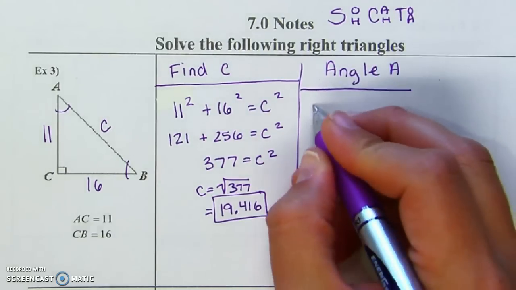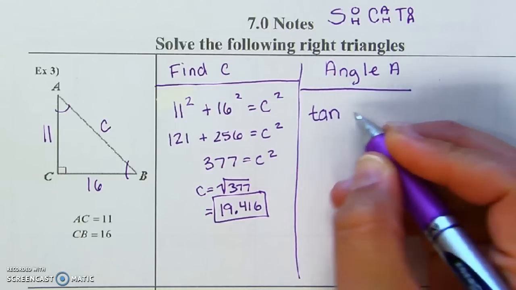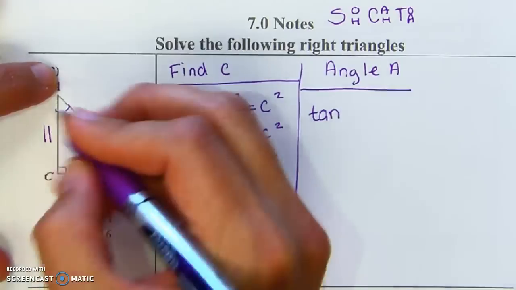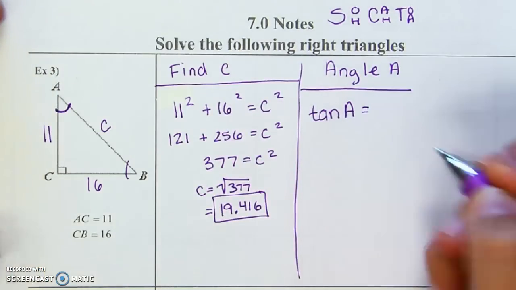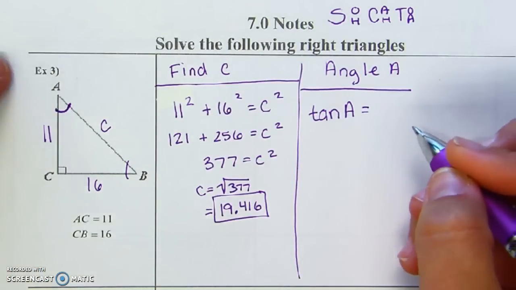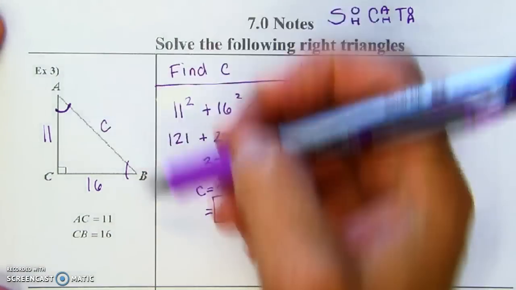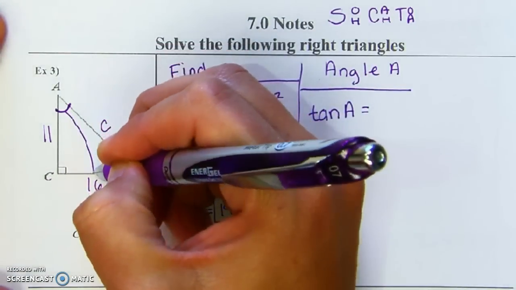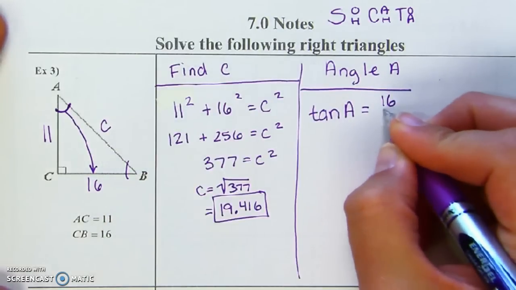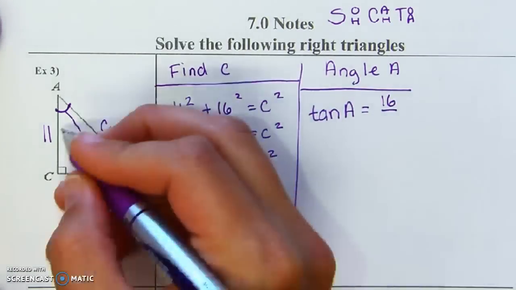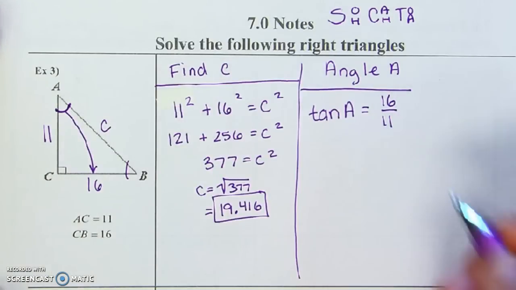Here we go. The tangent of angle A. So it always has to be the tangent of an angle. We don't know angle A yet. So the tangent of A will equal the opposite. So what's opposite of A? All the way on the other side, the 16 is opposite, and adjacent to A is side 11.